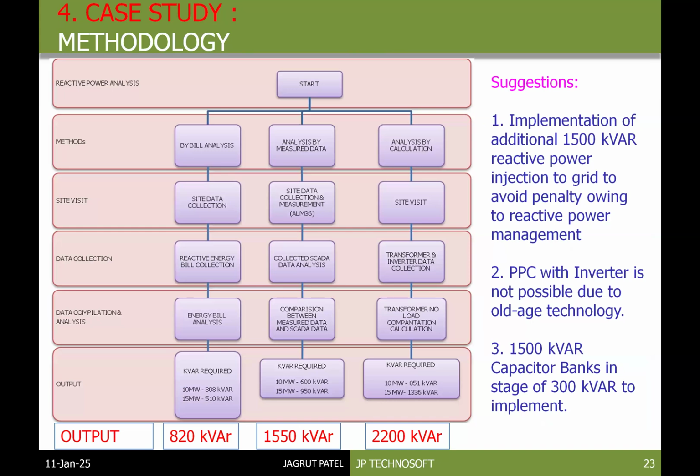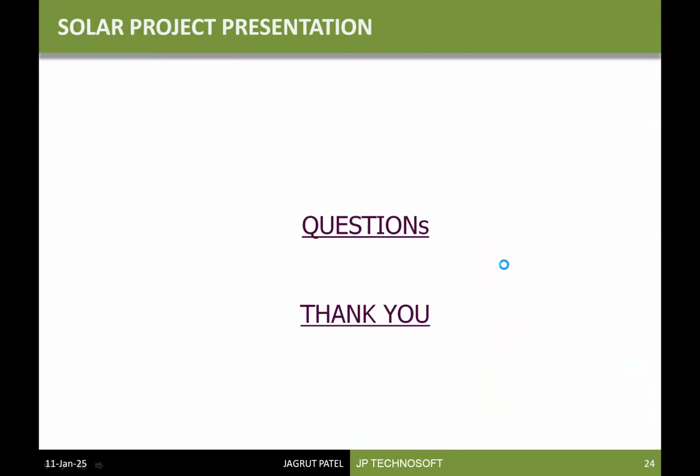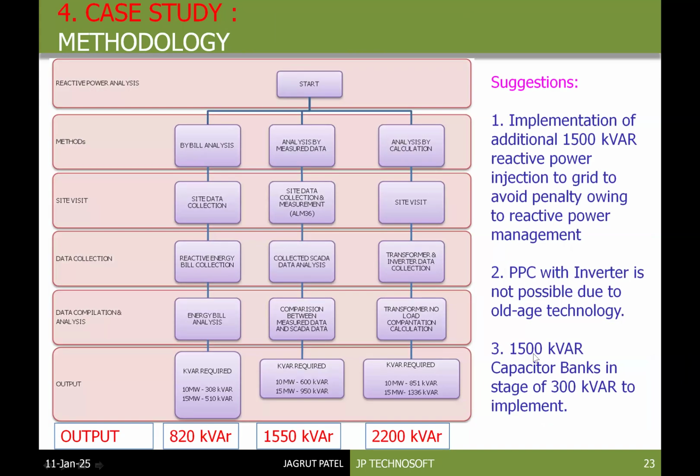These were the methodologies adopted. Bill analysis, we established total 820 kVAR. For SCADA measurements, we established approximately 1500 kVAR. And by calculation, it was giving me 2200 kVAR. But since the penalty, looking at the budget provision, we suggested they go with a 1500 kVAR capacitor bank.